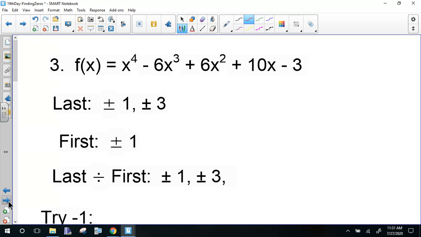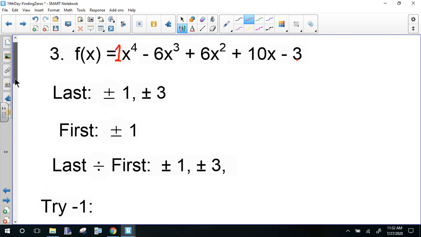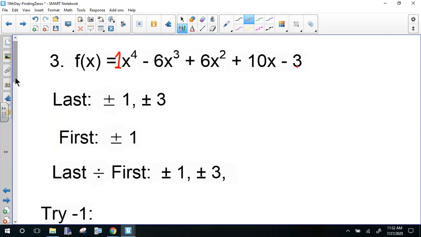Let's take a look at this one. Last digit is 3, so my factors are plus and minus 1, plus and minus 3. Coefficient of 1 on the first term, plus or minus 1. So I don't have very many to choose from. So we're going to try negative 1. So I've got coefficients of 1, negative 6, 10, and negative 3.